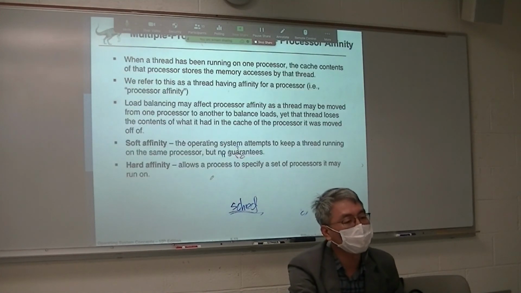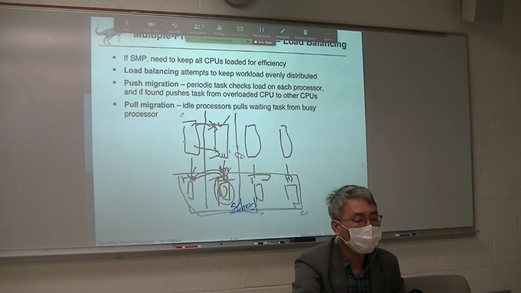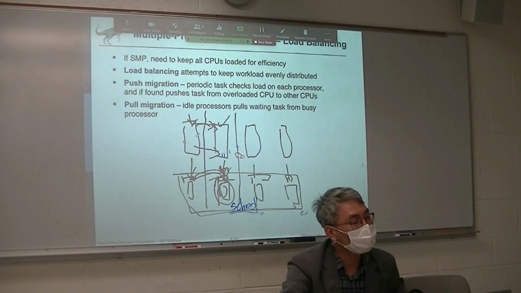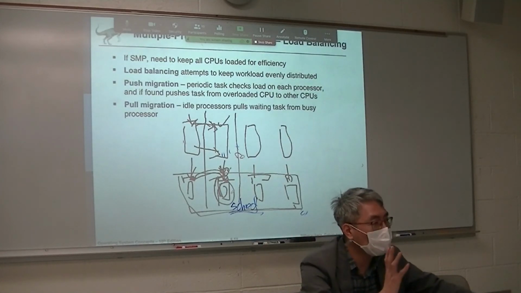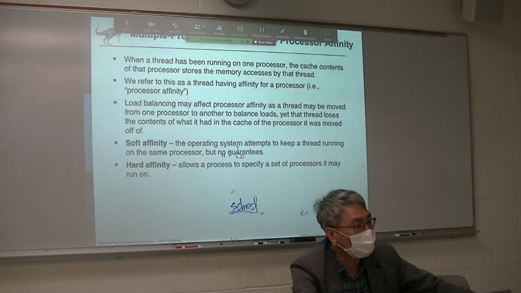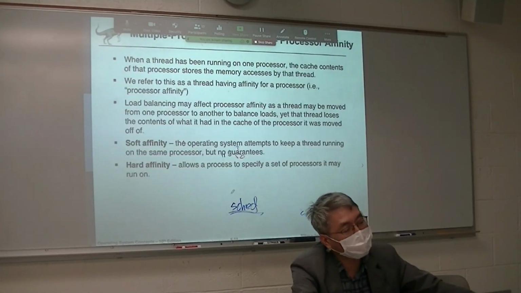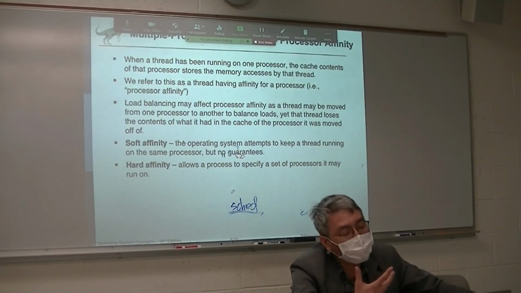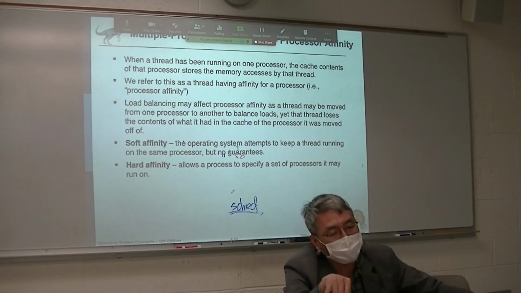That is the reason nowadays we consider affinity. You had better keep the process on the same processor core. If you do not allow such migration, that is called hard affinity. However, with hard affinity, you cannot maximize the utilization. So with soft affinity, the operating system tries its best to keep the same process on the same core, but in case of load balancing, we can migrate.